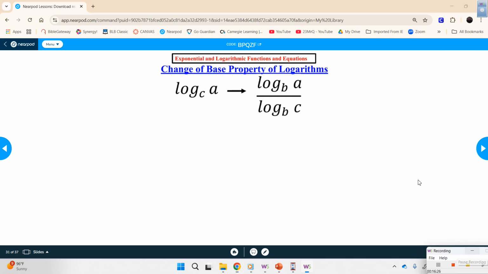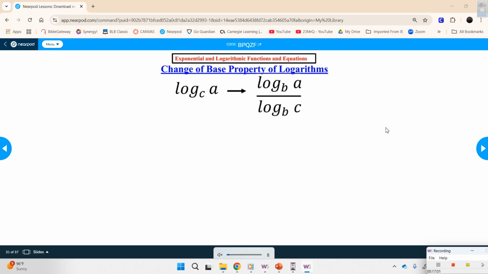Next one. This is our last property for logs: the change of base property of logs. Copy that one, please. It reads, if you are given a log with a particular base and a given number with a different base, you can actually rewrite this as 2 logs with different given numbers. Copy that, please.